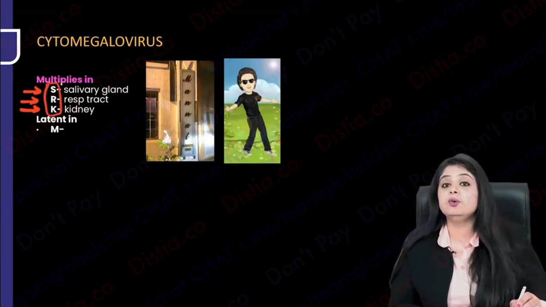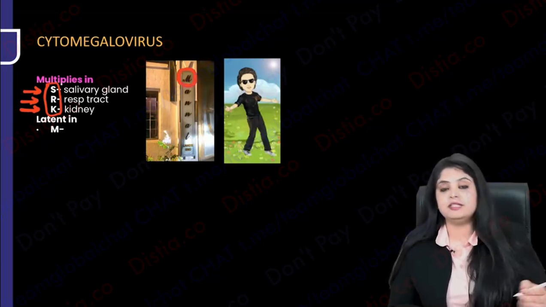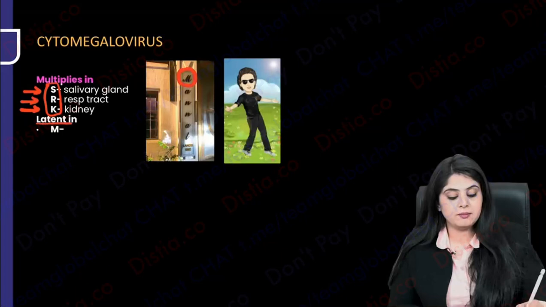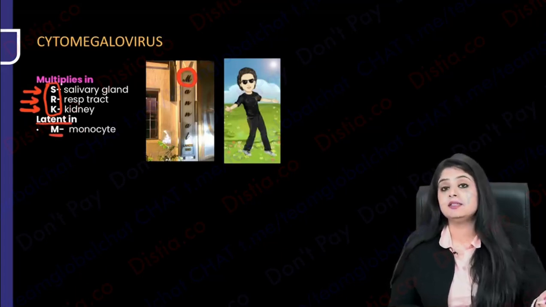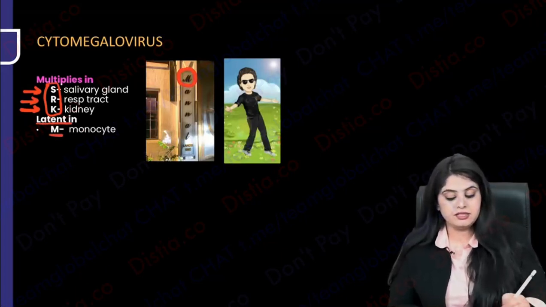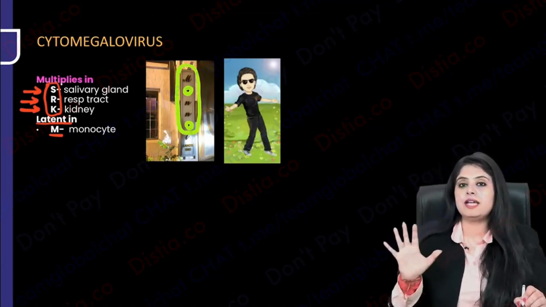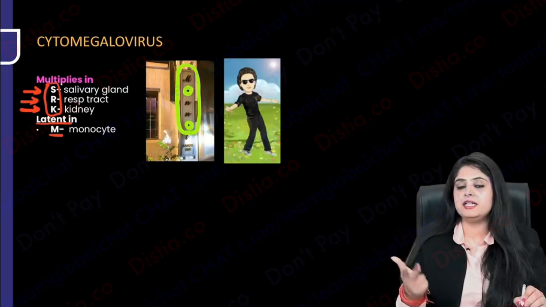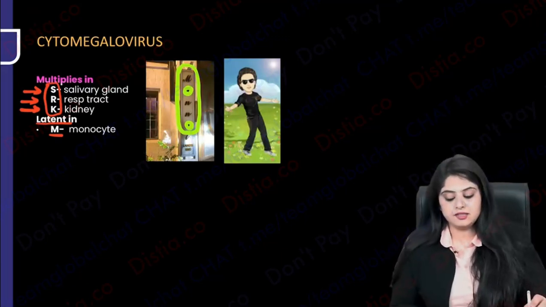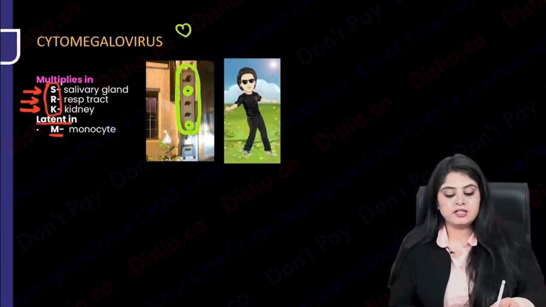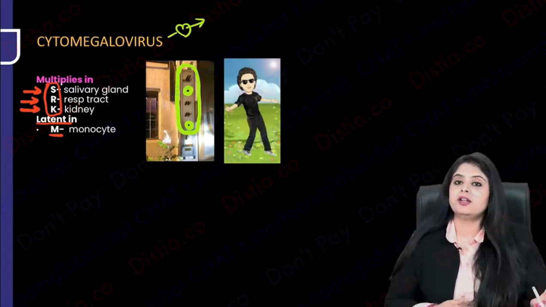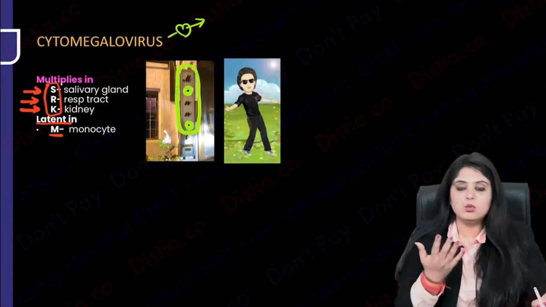But where does he go to sleep? He has to go to sleep in Mannat. Where does the virus become latent? Mannat means monocyte. From today onwards, when you see Mannat, you will think of monocyte. So Shah Rukh Khan is multiplying in the salivary gland, respiratory tract and kidney, and going and sleeping in Mannat, that is the monocyte. That is the story of cytomegalovirus. All the kids who are SRK fans just like me would love this mnemonic.